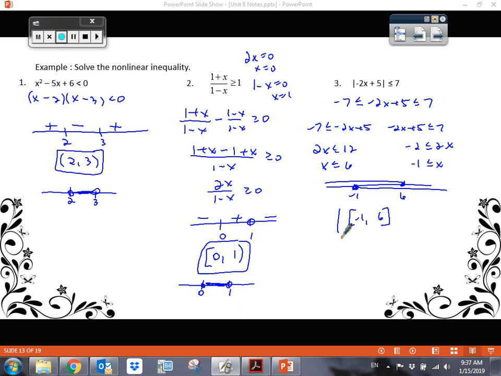So I could write it in interval notation if they asked me to. If they didn't ask me, I could do either way. I could write negative 1 less than or equal to x less than or equal to 6. That's another option for me. And then if we're asked to graph the solution set, basically we would just graph this part. And that would be it.